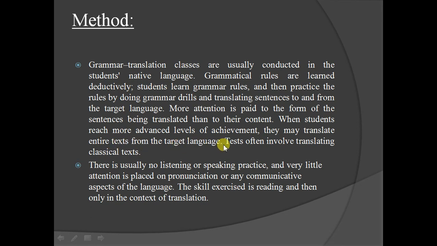So with the help of this grammar translation method, the way it helps students is that they are enabled to understand the target language, a passage, any text in the target language, and then accordingly translate the same into their own language. Tests often involve translating classical texts. So even in tests, you find these questions where translations are required.